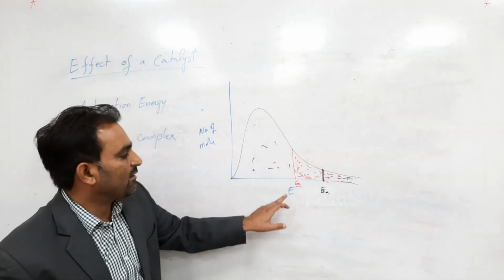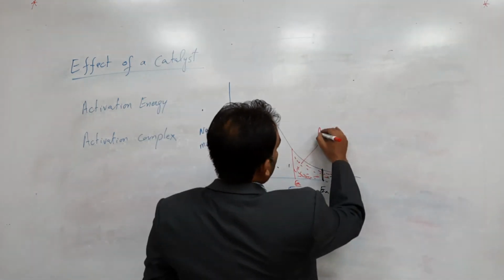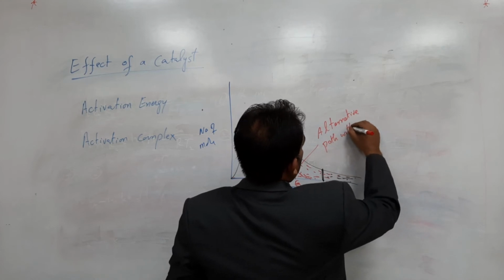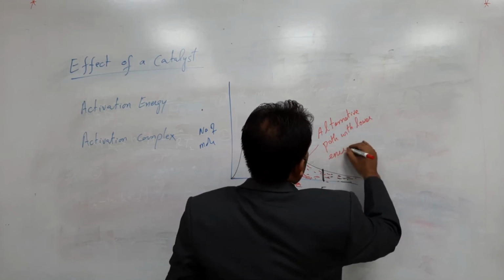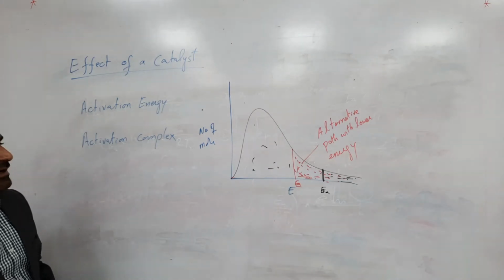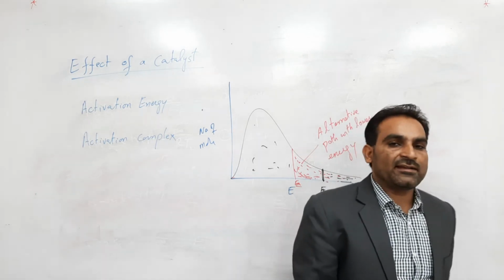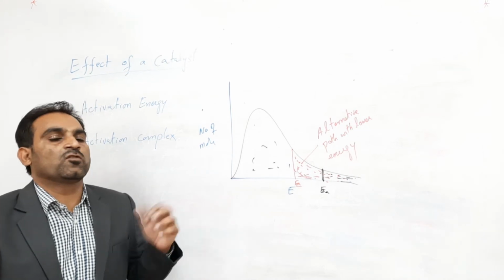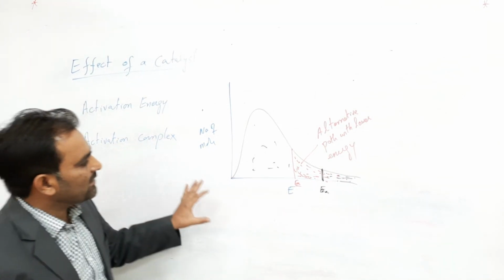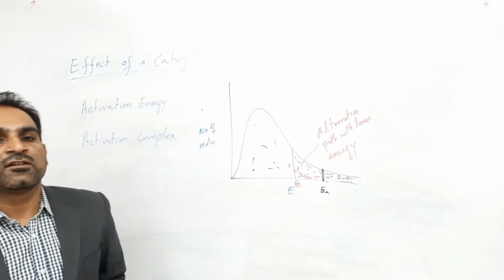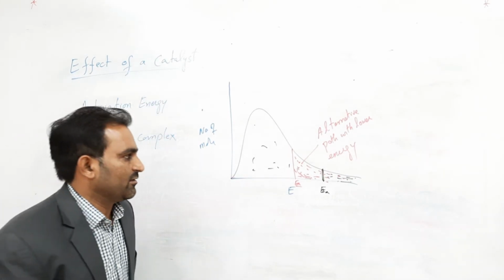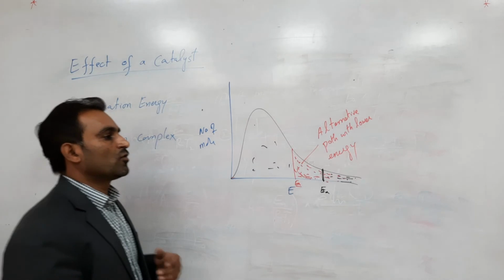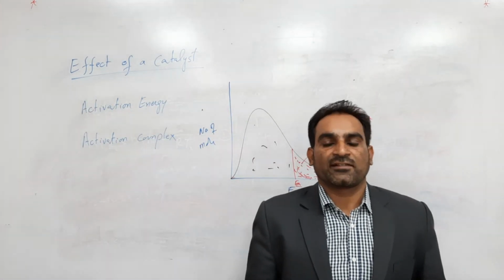The red color shows an alternative path with lower energy. So the catalyst actually provides an alternative path with lower energy, meaning a path whose energy barrier is lower. So the catalyst gives an alternative path for the reaction, meanwhile increasing the number of effective collisions, or those molecules whose energy is effective.